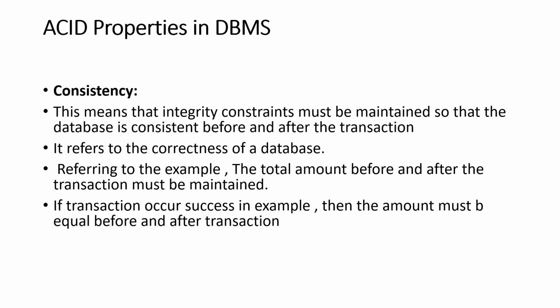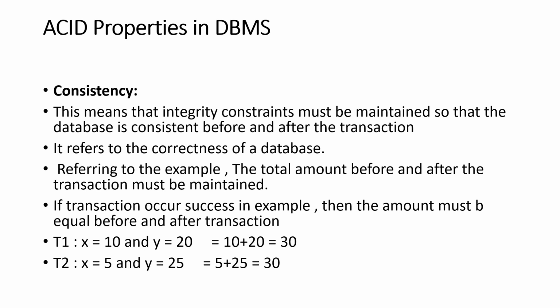the transaction. So for example, before the transaction in the database, T1, the initial value of X is 10 and Y is 20. So overall, if we add both X and Y accounts, it is 10 plus 20, which is 30. So before the transaction occurs, the overall amount is 30, and after the transaction, if the transaction is successfully occurred, then the X amount is reduced by 5. So X has 5.